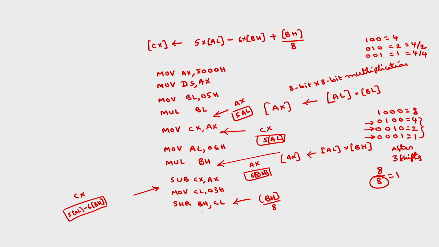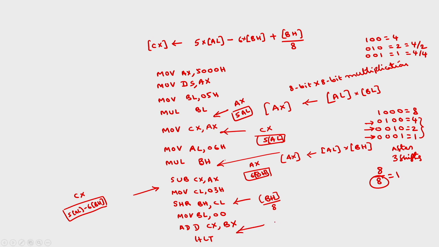Okay. This we have to add to the previous value. Then add, where is that remaining result? CX. Because these are unsigned numbers, I will take MOV BL, 00, so that this also becomes a 16 bit number. Then add with CX, BX.